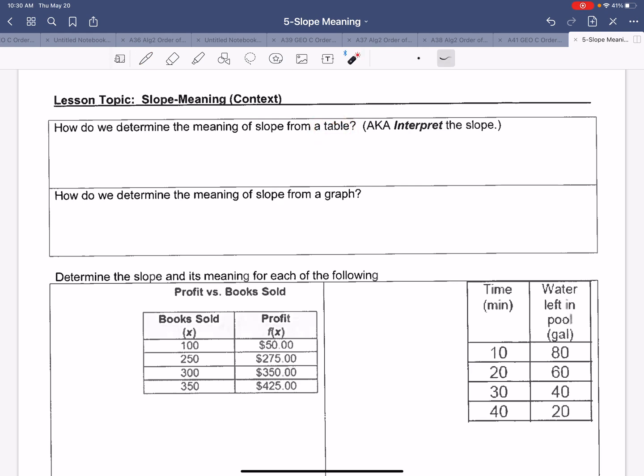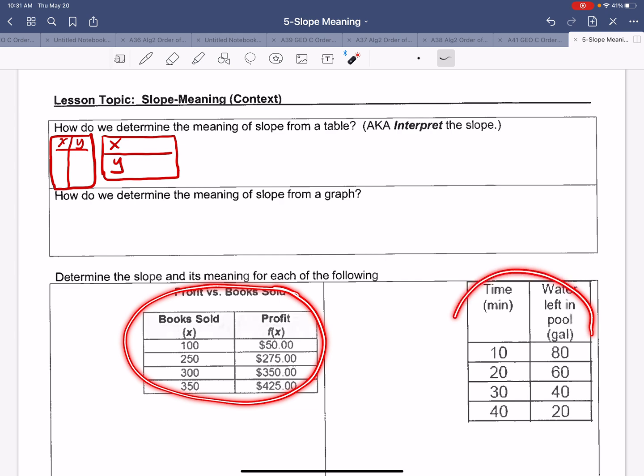Now, when I'm talking about a table, I want to make sure you are aware that I'm talking about when the data is displayed like this or like this. So you can see down below, I've got a table here and I have a table here. Okay, so those are tables.